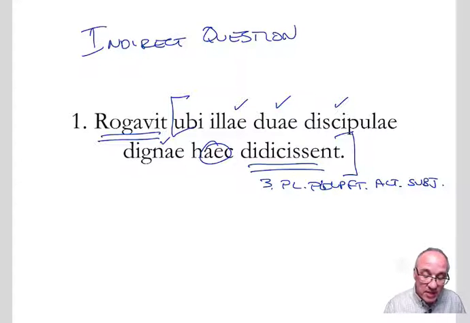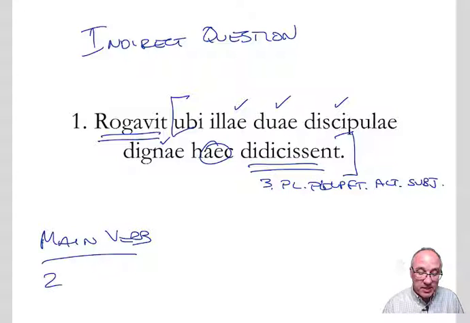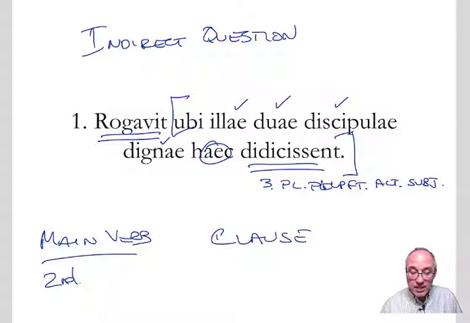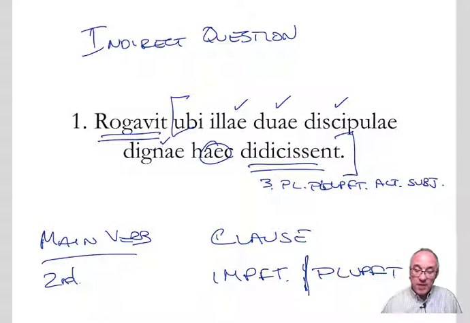Notice your sequence of tenses. He asked, already in a secondary sequence, your main verb, secondary sequence. Your choice of the clause is either imperfect or pluperfect. That's it. And given that this is already an act in the past, given that the learning happened before the questioning, we don't need the imperfect, we want the pluperfect. He asked where those two worthy students had learned these things.